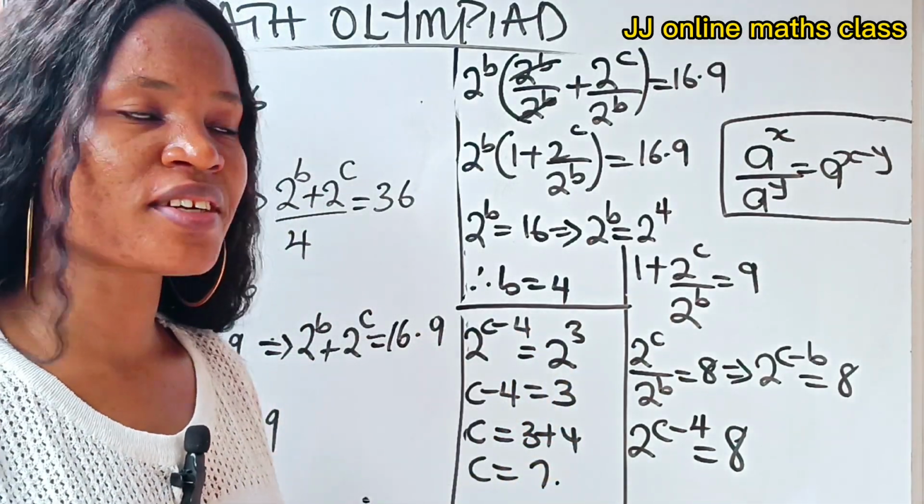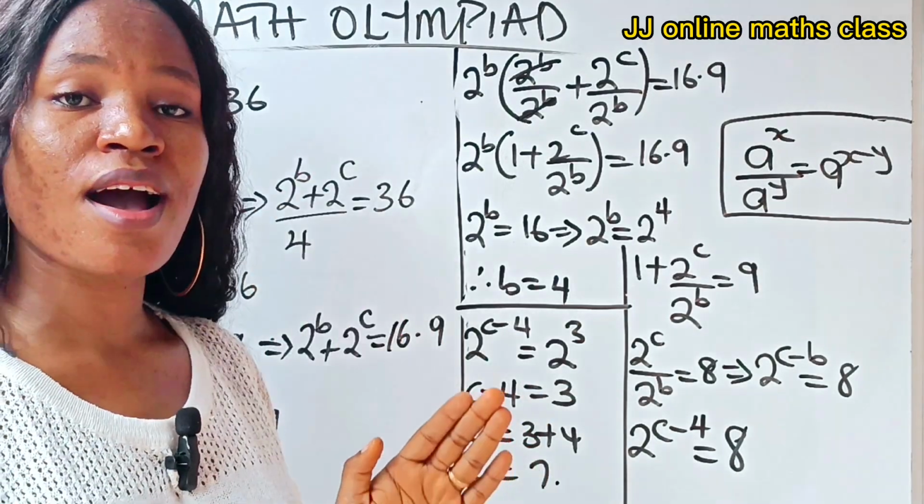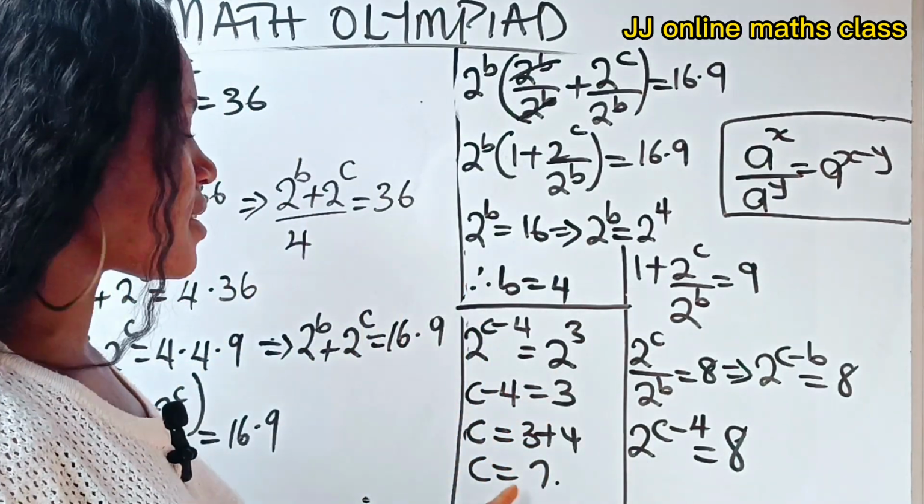Therefore, our a is 2, our b is 4, and our c is 7. Thank you so much for watching.